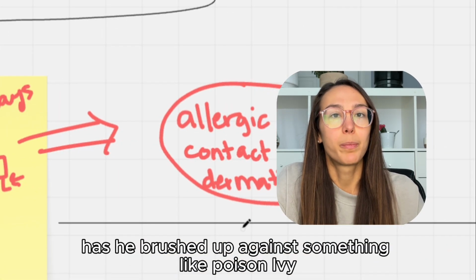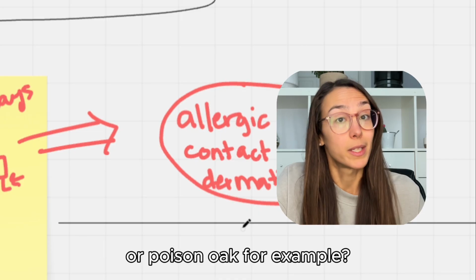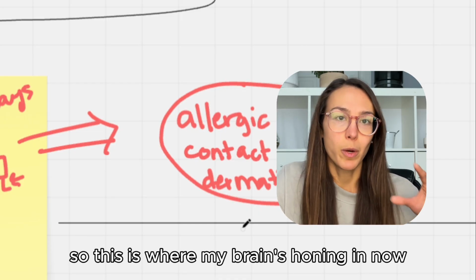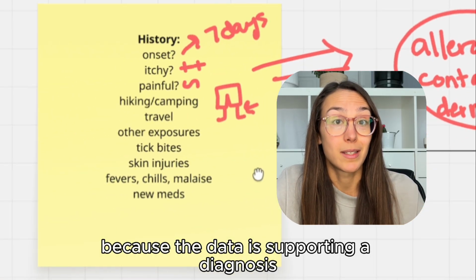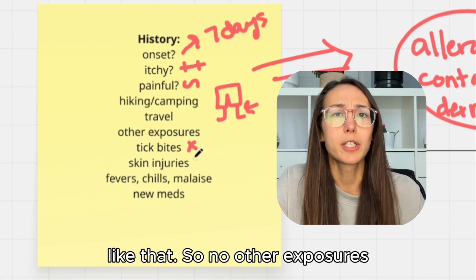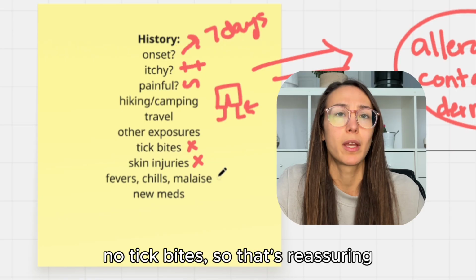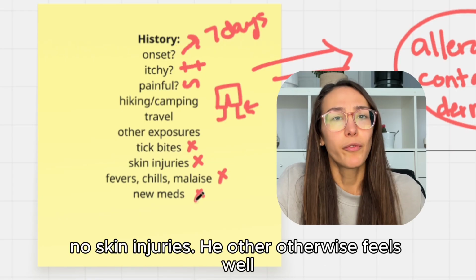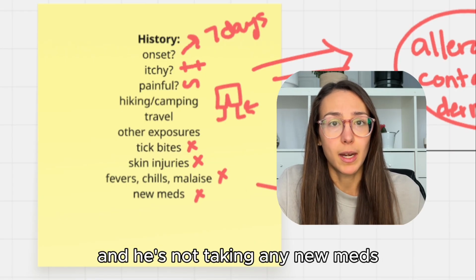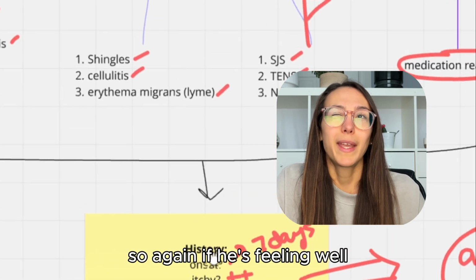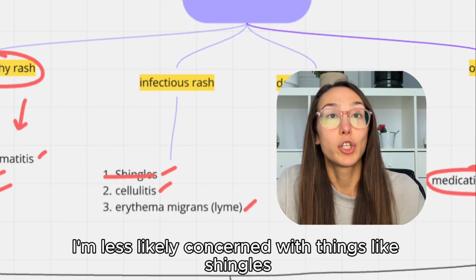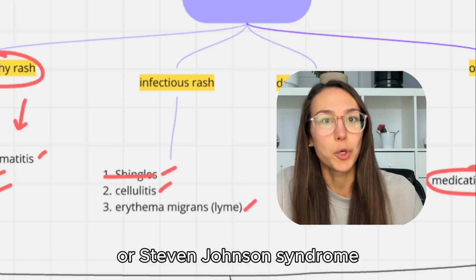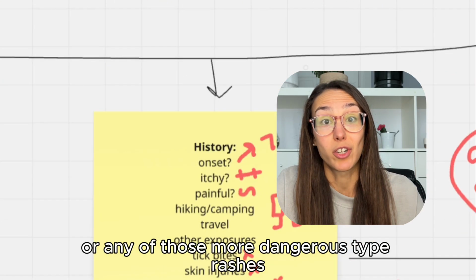Has he brushed up against something like poison ivy or poison oak, for example? So this is where my brain's honing in now, because the data is supporting a diagnosis like that. So no other exposures, no tick bites, so that's reassuring. No skin injuries. Otherwise he feels well and he's not taking any new meds. So again, if he's feeling well, then I'm less concerned with things like shingles or Stevens-Johnson syndrome or any of those more dangerous type rashes.